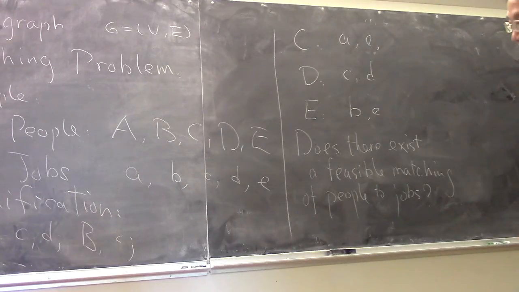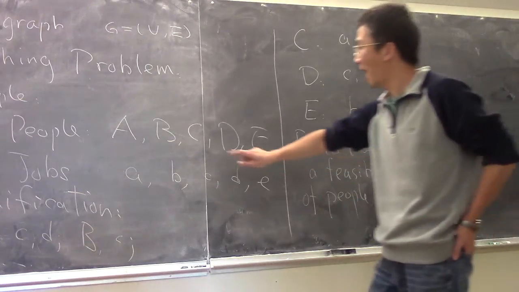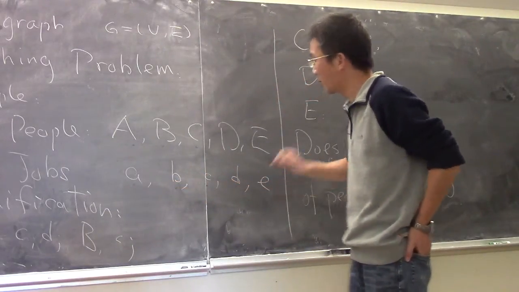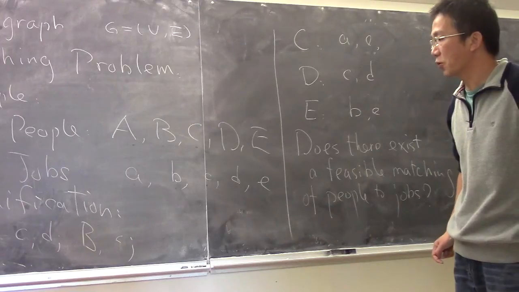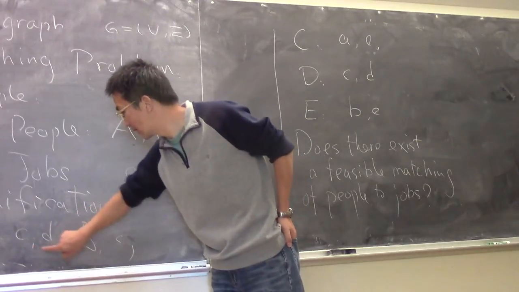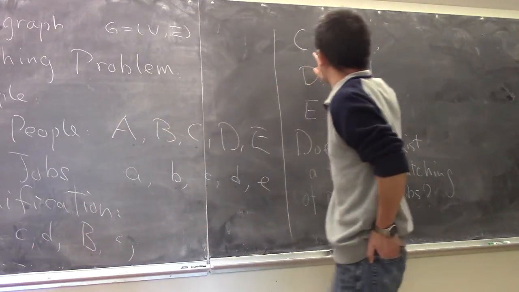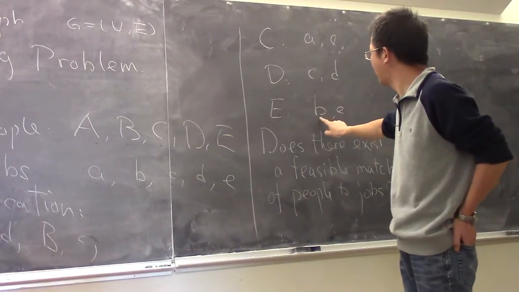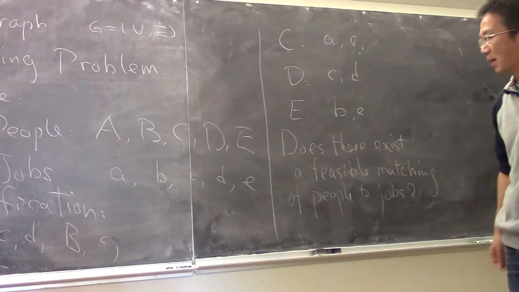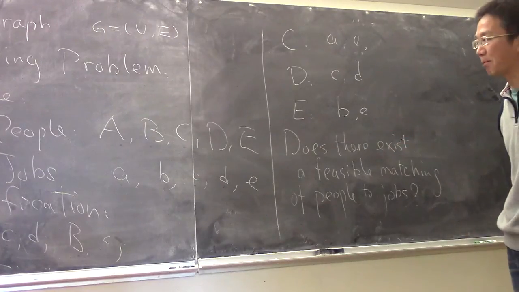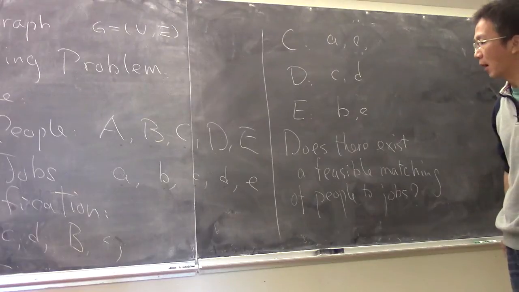Of course, in reality, you can consider more complicated problems, right? But here we just consider an easy one. So I have 5 people, A, B, C, D, E, and I have 5 jobs, little a, little b, little c, little d, little e. And I do have restrictions, which are qualifications. A qualifies c and d, B qualifies c, C qualifies a and e, D qualifies c and d, and E qualifies b and e. So now, as a manager, maybe I have to make a decision whether I can assign every job to 1 person who is qualified for the job.